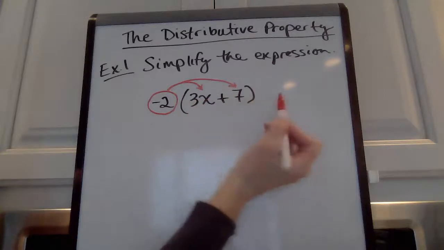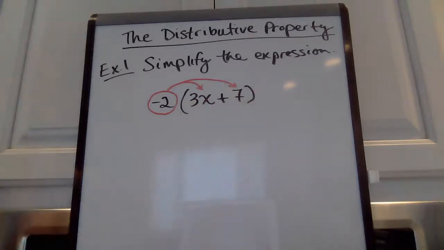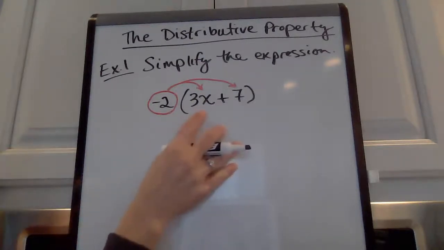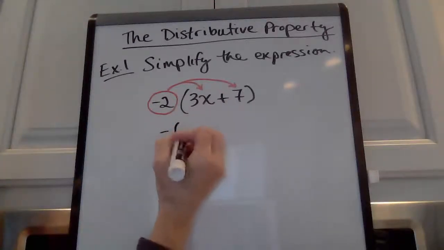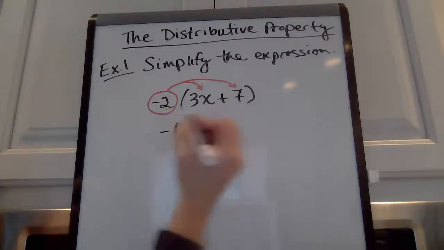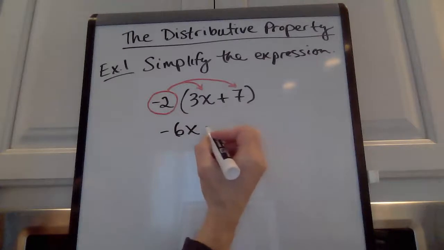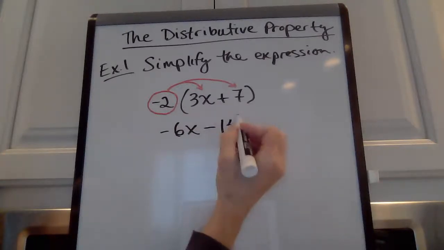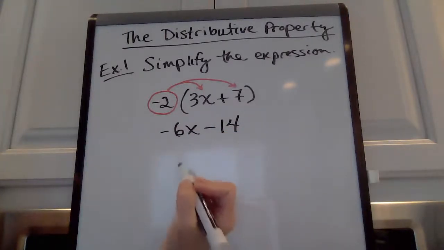The parentheses end, there's nothing else after it, so we can stop distributing the -2 because we've covered everything. So now we can just multiply. -2 times 3x, we get -6x. -2 times 7, we get -14. And I'm going to write that as -14 because it's as simple as it gets.